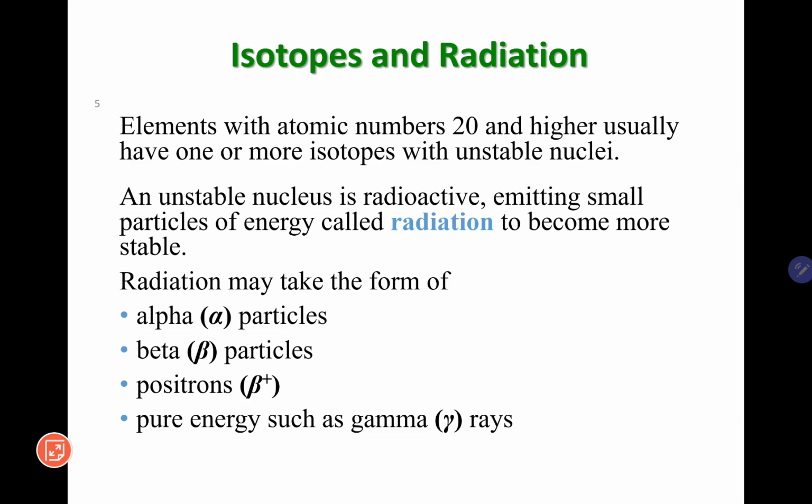The other important thing about isotopes is that when you have elements with atomic numbers greater than 20, usually you are going to have one or more isotopes that are unstable. This is not the case all the time, but usually when the atomic number of an element is greater than 20, those elements have one or more isotopes with unstable nuclei. What is unstable in chemistry? Unstable means they are high in energy. So you can have certain isotopes of an element that are high in energy.